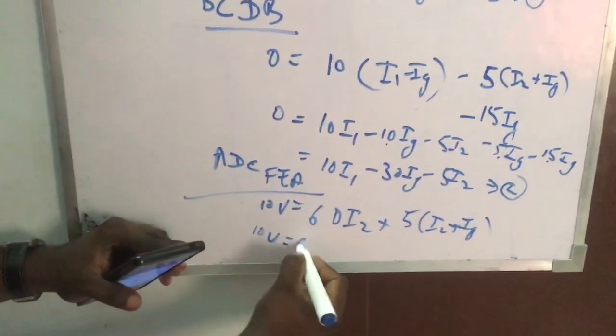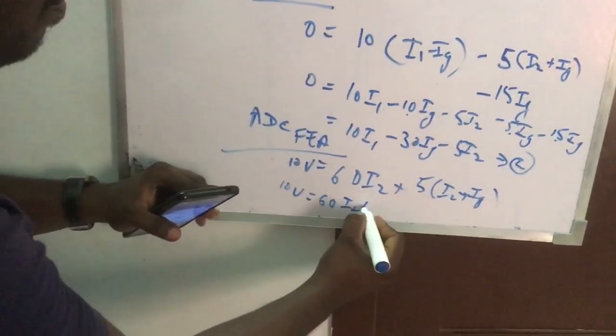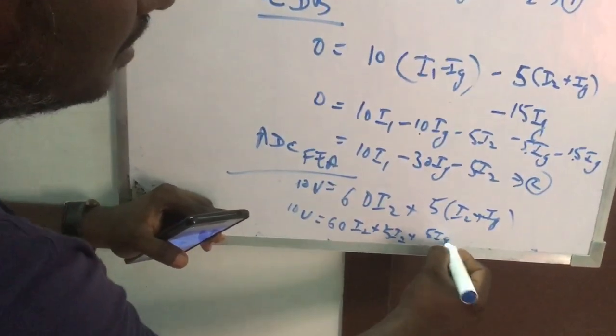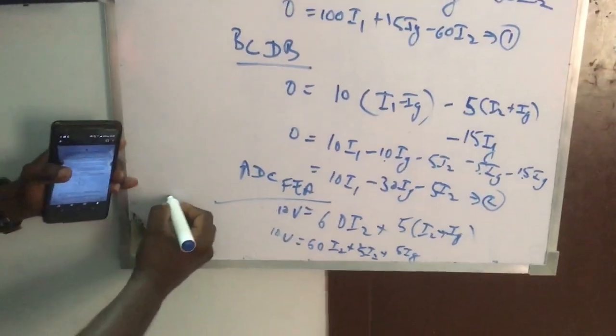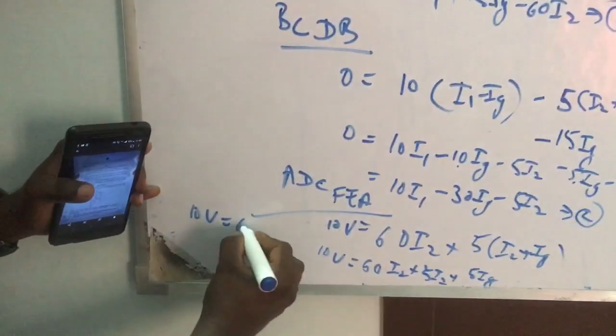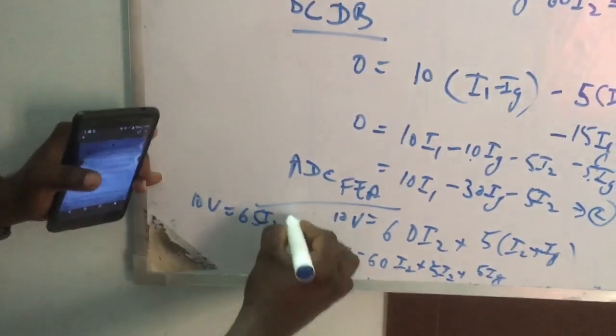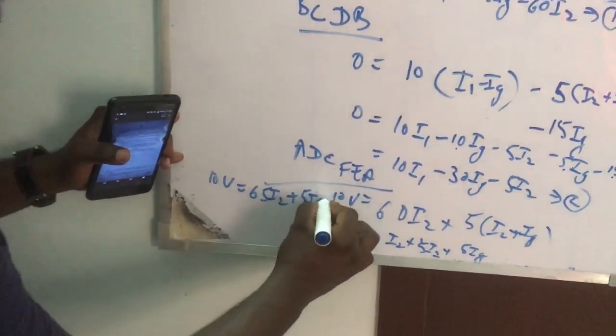So all the loops are done. That is going to be 10 volt is equal to 60 I2 plus 5 I2 plus 5 IG. If I make it properly, it's going to be 10 volt is equal to 60 plus 5, that is 65 I2 plus 5 IG.